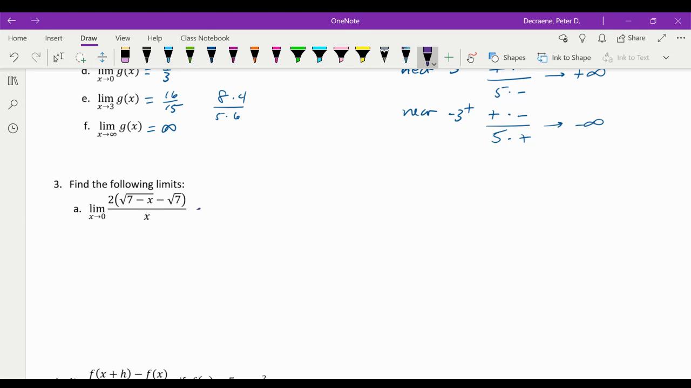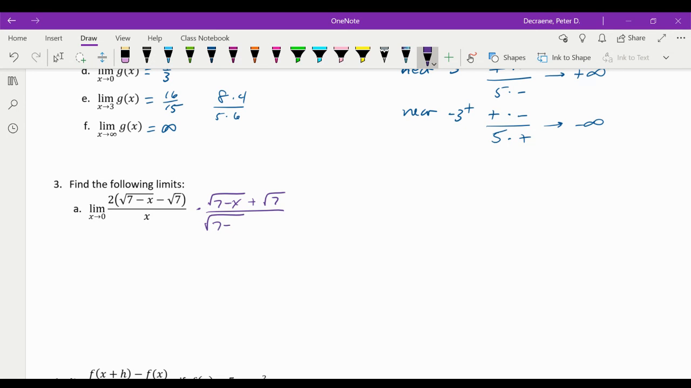Is 0 a problem? If we plug in 0 for x, I'm going to get root 7 minus root 7. So the numerator is going to be 0 and the denominator is going to be 0. That's the problem we have to avoid. So sometimes you can avoid that by multiplying top and bottom by the conjugate of the numerator.